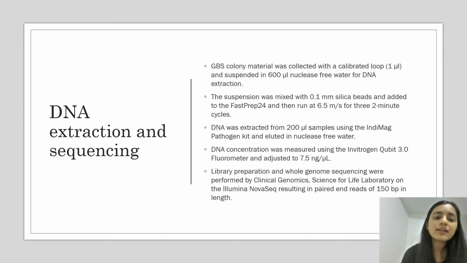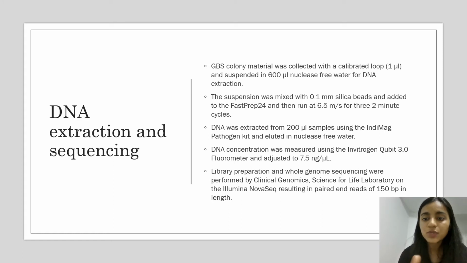After that, for all of these studies, we went for DNA extraction and sequencing. The GBS colony material was collected with a calibrated loop of 1 microliter and suspended in 600 microliters of nuclease-free water for DNA extraction, just like we normally do in the labs. This suspension was mixed with 0.1 millimeter silica beads and added to the FastPrep-24, run at 6.5 meters per second for 3 2-minute cycles, a total of 6 minutes. Then from this, 200 microliters, DNA was extracted.